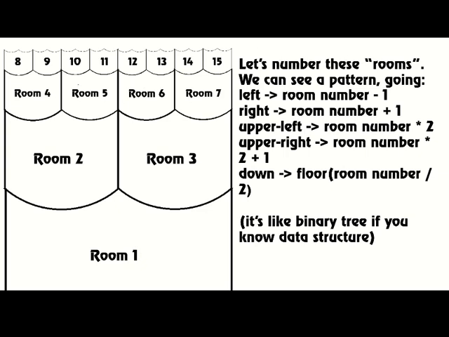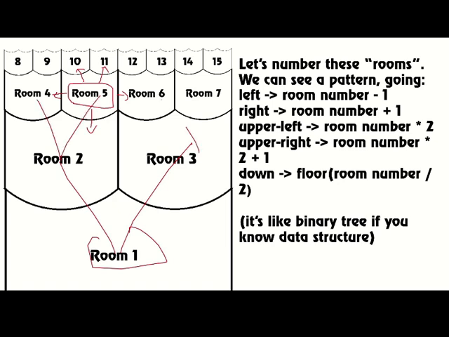We can see a pattern, like if we move from room 5, going left results in room 4, which is number -1. Going right results in number +1. Upper left results in number times 2, and upper right is number times 2 plus 1. If going down, it's floor of number divided by 2. The whole structure is like a binary tree. Like this is the root and like that.